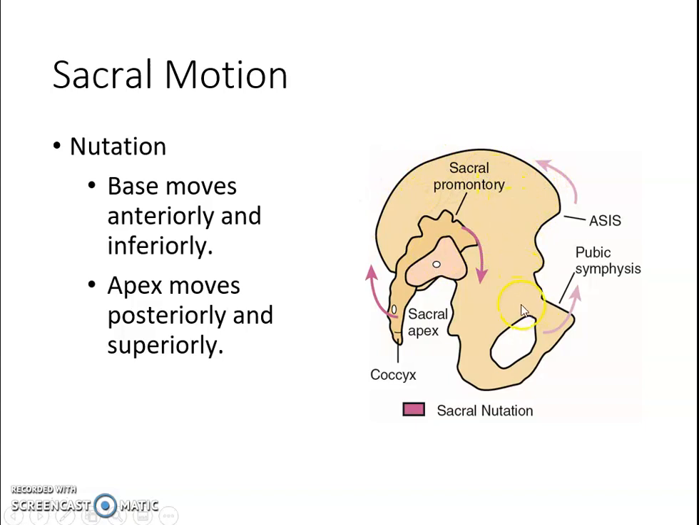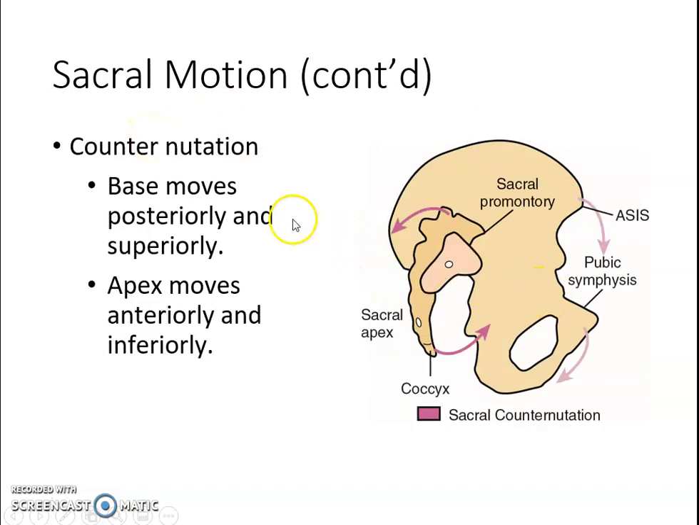The pelvis, on the other hand, moves in the opposite direction. In the pelvis, we have the anterior superior iliac spine as our reference point. So here, the ASIS will move superiorly and posteriorly during nutation. During counternutation, the base of the sacrum moves posteriorly and superiorly, whereas the apex moves anteriorly and inferiorly, and the anterior superior iliac spine will move inferiorly.